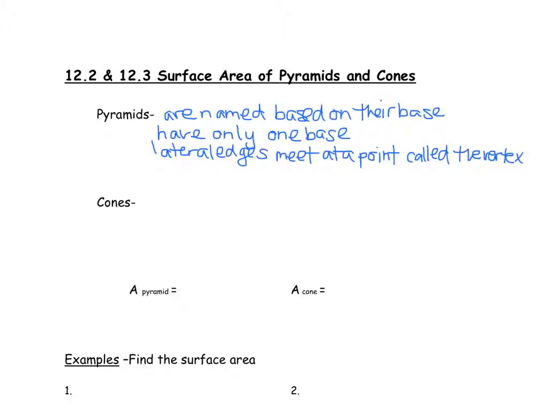And lastly, their lateral faces are always triangles, as opposed to prisms where the lateral faces are rectangles. For a cone, the only difference is that the base is a circle.